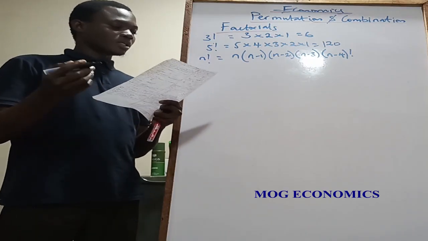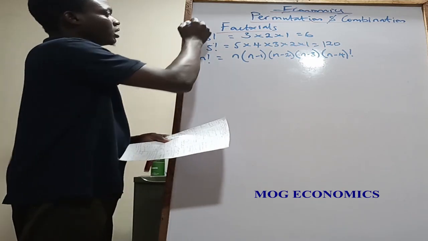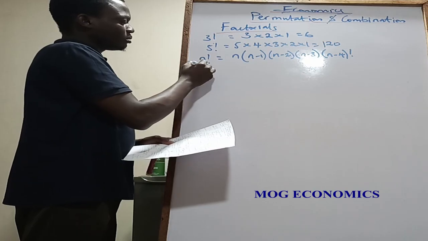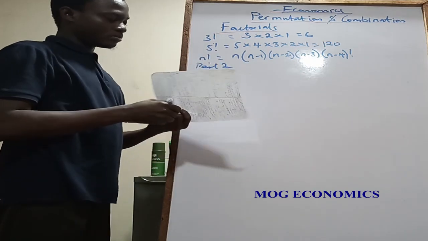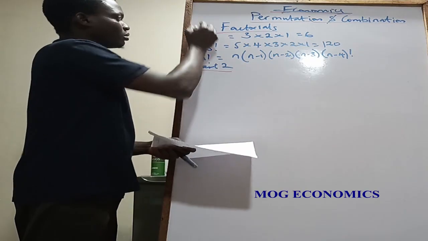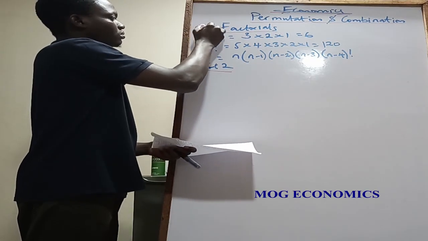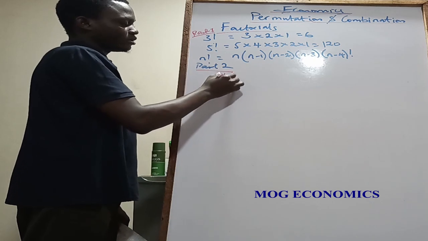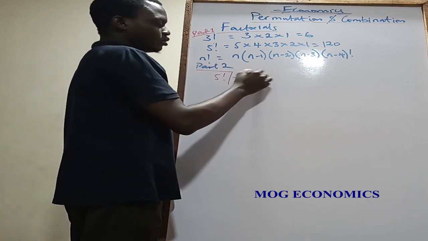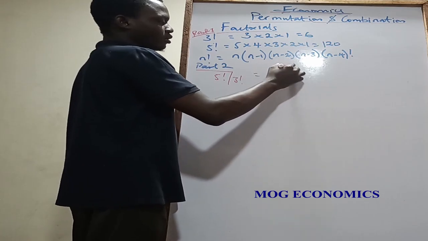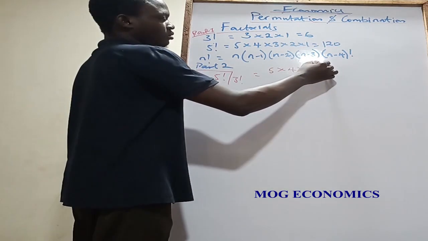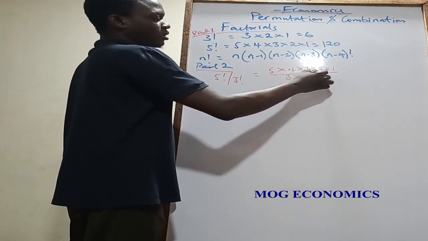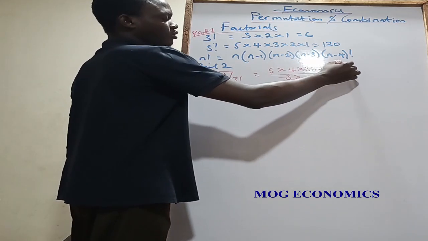Now there are some other examples. Let me call this part 1. Let's say you have 5 factorial divided by 3 factorial. What's going to be the answer? So 5 factorial is 5 times 4 times 3 times 2 times 1, divided by 3 times 2 times 1. All of these parts will cancel out, and then you're left with 20.